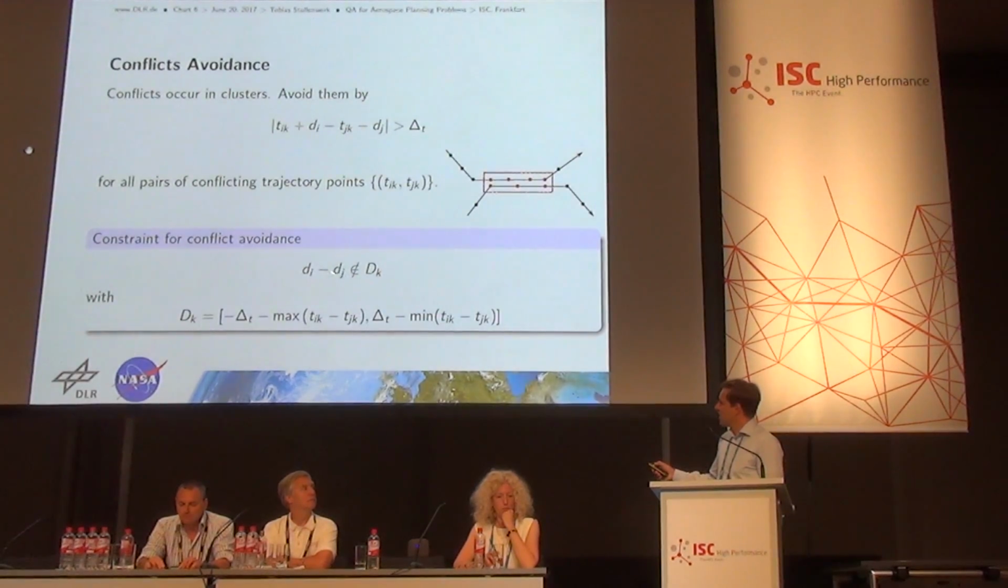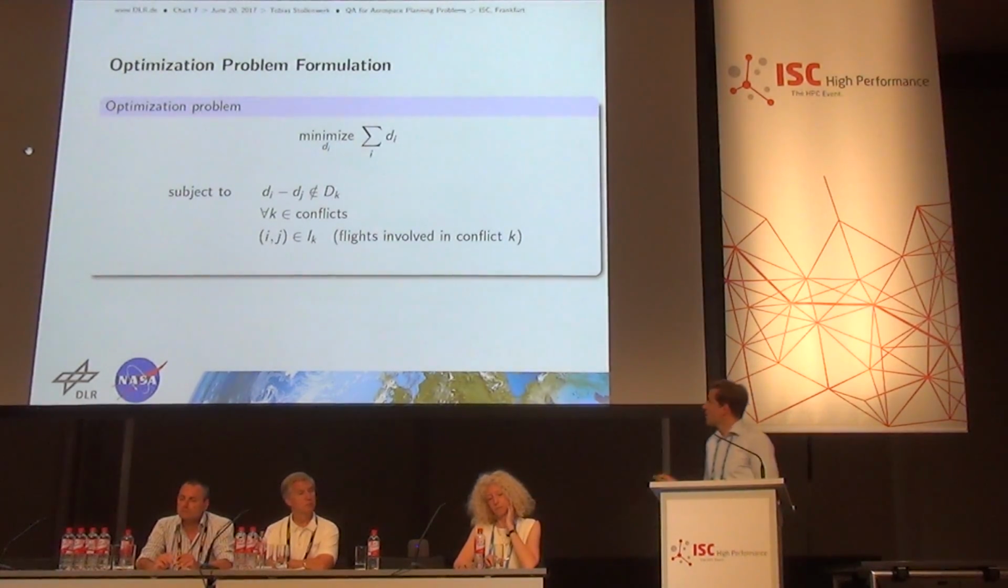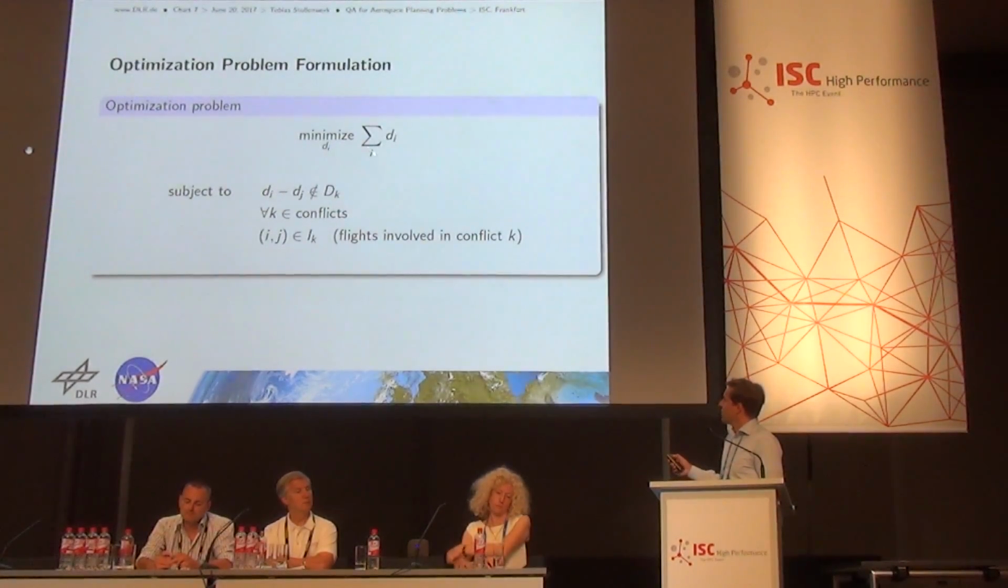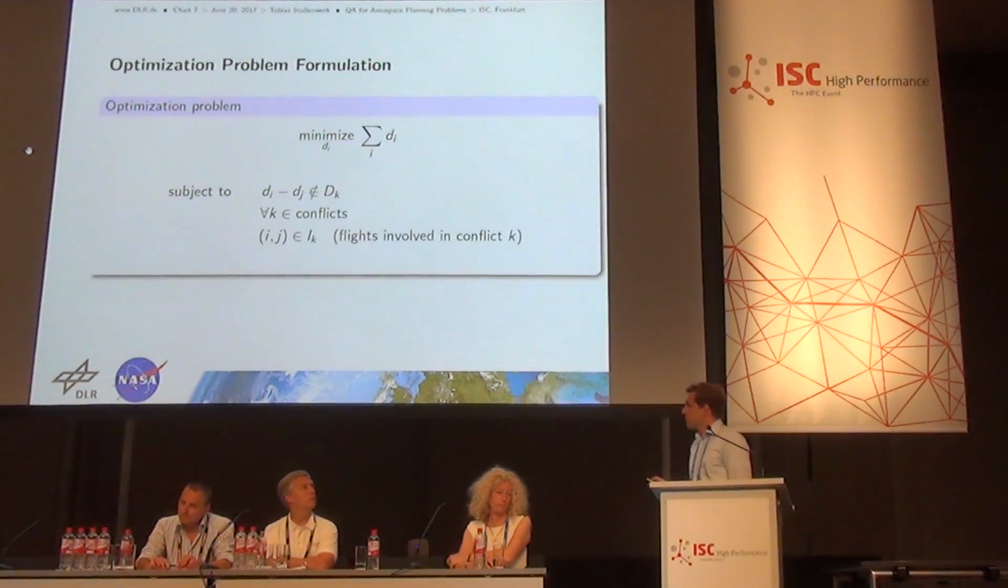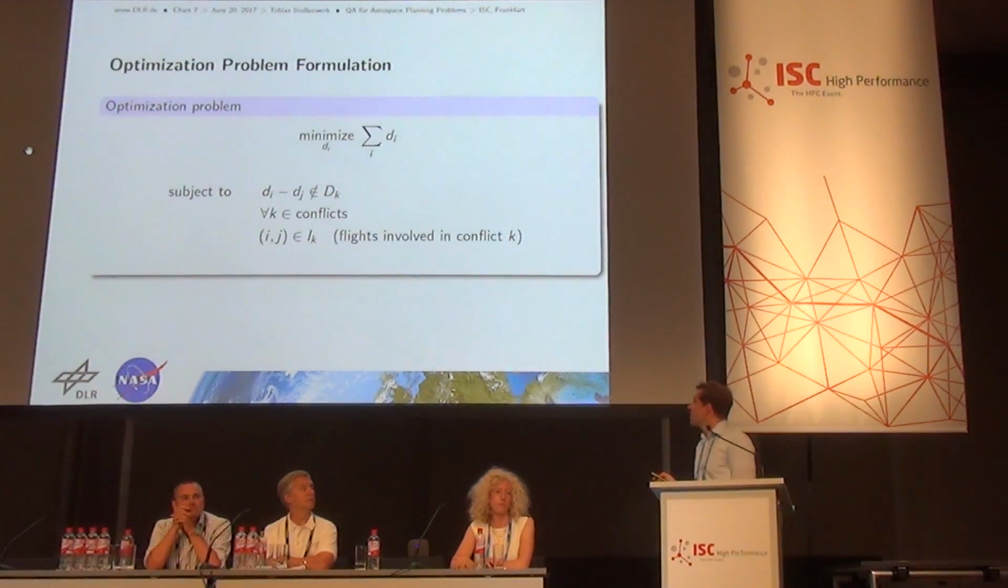The difference in the departure delays must not be in some interval to avoid the conflict. And then we can write down our optimization problem: we minimize the total delay with the constraint that this difference in the departure delays is not in this interval. And we do this for all the flights i and all the conflicts k. If we solve that problem, we have a solution which minimizes our cost function, the total delay, but at the same time avoids all the conflicts.